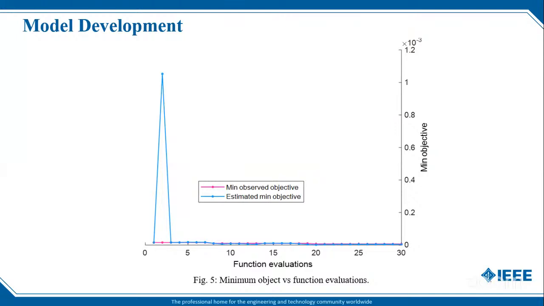In the model development, we here use the Bayesian optimization, minimal objective over the function estimation, minimal objective against the number of function evaluations.